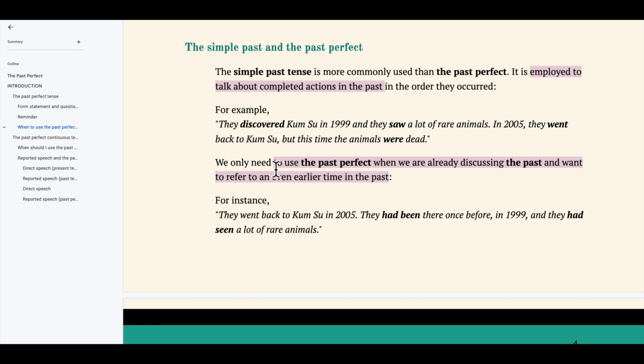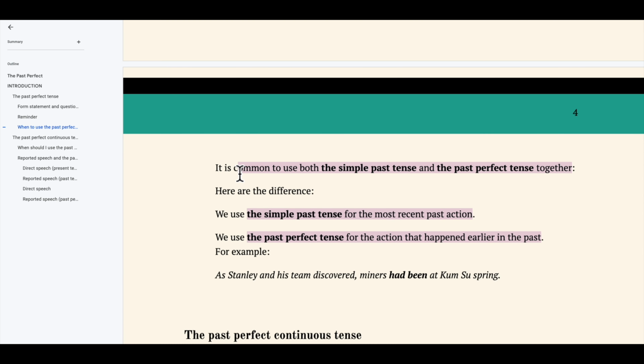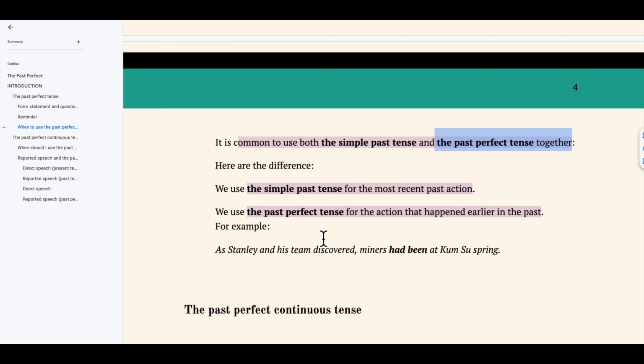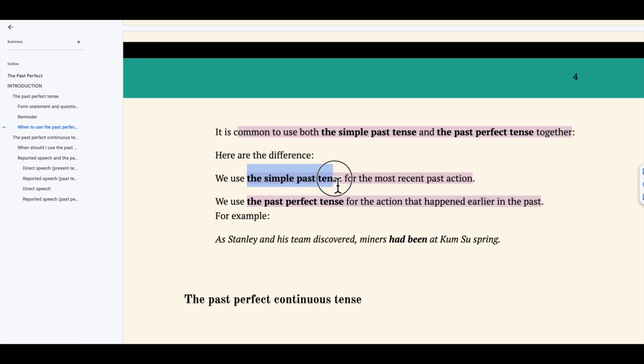Now, the past perfect tense comes into play when we are already discussing the past and want to refer to an even earlier time in the past. For instance, they went back to Kumsu in 2005. They had been there once before, in 1999, and they had seen a lot of rare animals. It's quite common to use both the simple past tense and the past perfect tense together. And here's how they differ in their use. We use the simple past tense for the most recent past action, while we use the past perfect tense for the action that happened earlier in the past. For example, as Stanley and his team discovered, miners had been at Kumsu Spring.